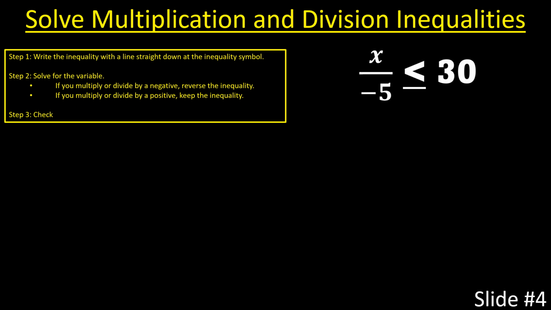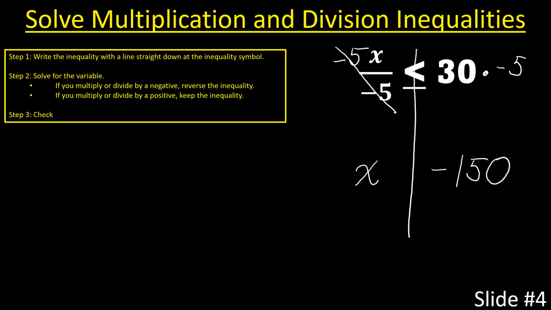Our next example is x divided by negative 5 is less than or equal to 30. We draw a line straight down at the inequality symbol. For this example, we will be multiplying both sides times negative 5. X and negative 150. Since we multiplied by a negative, we reverse our symbol.